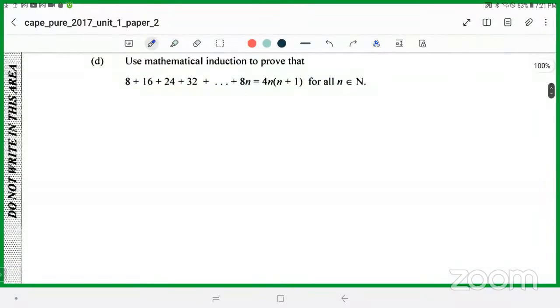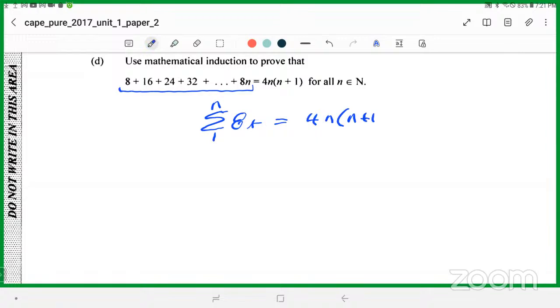So first thing, as I said again, I'm going to compress this side and write it as the sum from 1 to n of 8r. That's what it is really. The sum from 1 to n of 8r is equal to this expression, 4n into n plus 1, where n is an integer. And let this be the statement: let Pn be such that this is a statement.